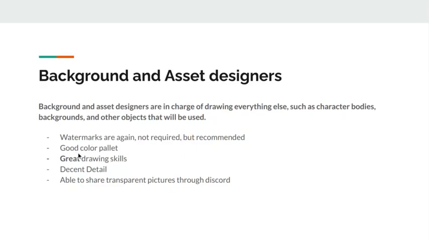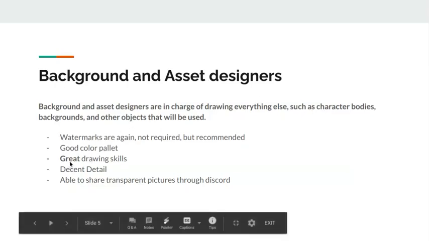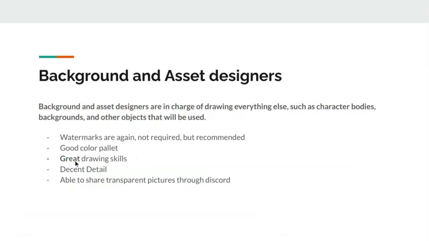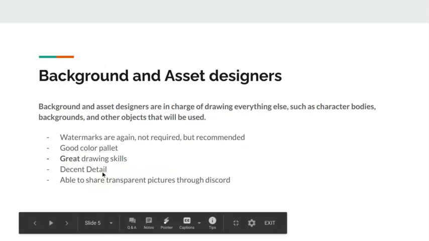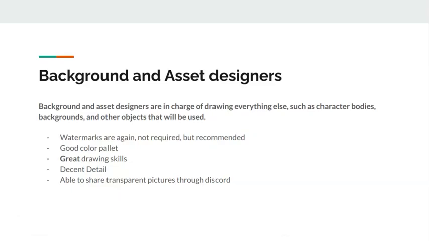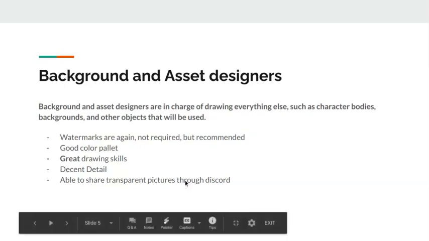You need to have a good color palette because you're going to be drawing all the stuff. You're also going to be drawing character bodies too. So you need to have some good drawing skills, preferably high drawing skills. You need to have some detail in your drawings. And you need to be able to share transparent pictures through Discord. Not all of them are going to be transparent, but you can't just send a character body with a white background because we're not going to be using that. The animators will also have to be taking them from Discord too.